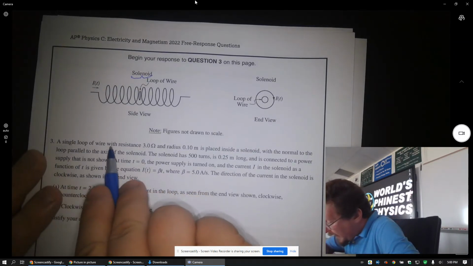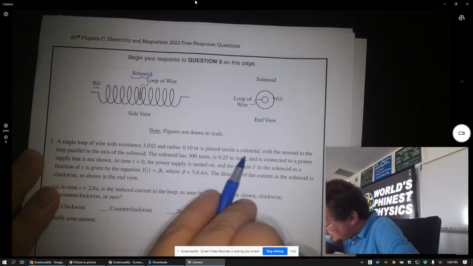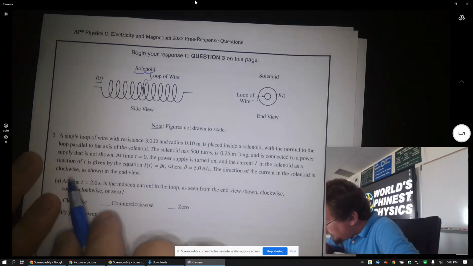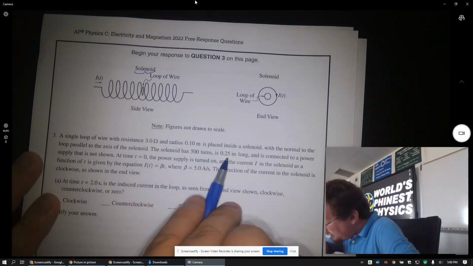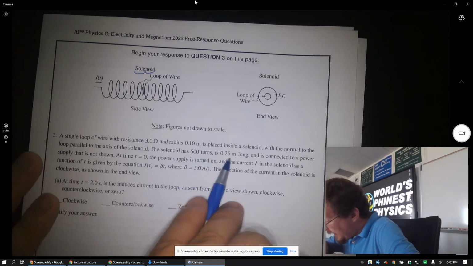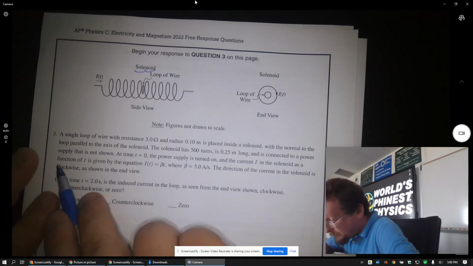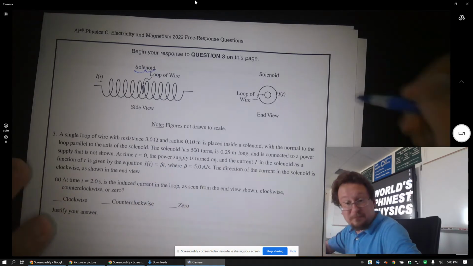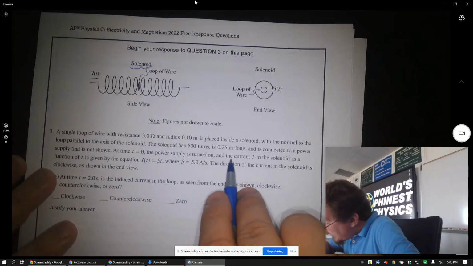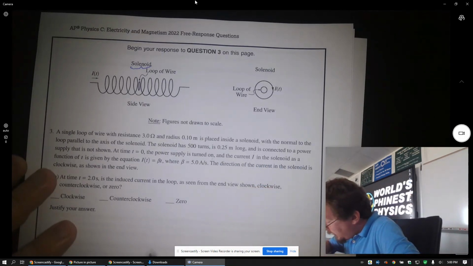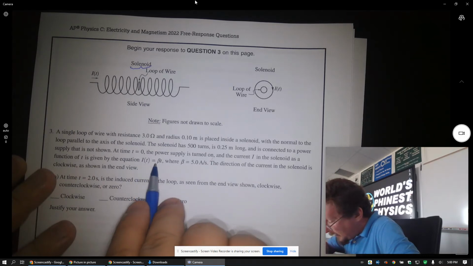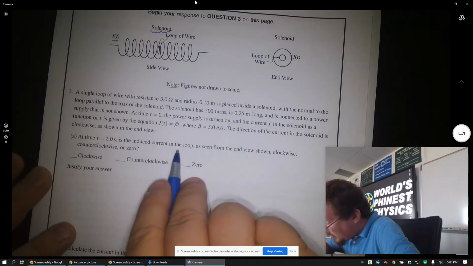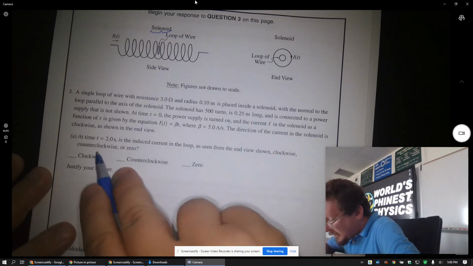A single loop of wire with resistance 3 ohms, radius, placed inside a solenoid. Where do you get such high resistance for a wire? And with the normal of the loop parallel to the axis. 500 turns. Wow, 500. You get around. 0.5 meters long. Is connected to a power supply not shown. At time equals 0, the power supply is turned on. I guess Mrs. Power Supply is wearing her nice outfit today. And the current I in the solenoid as a function of time is given by that 5t. At time t equals 0, is the induced current in the loop, as seen from the top, clockwise or counterclockwise?